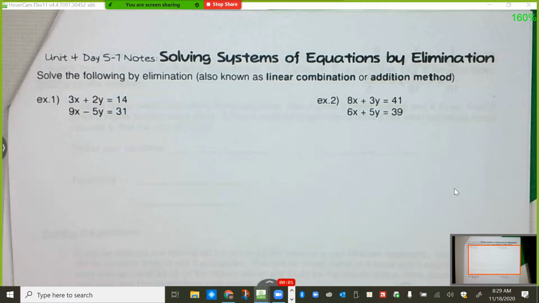We're solving systems of equations by elimination. We've learned two other methods so far. The first day we did graphing, right? We were graphing lines and seeing where the two lines touch. That was our first method. When's the best time to use that method?